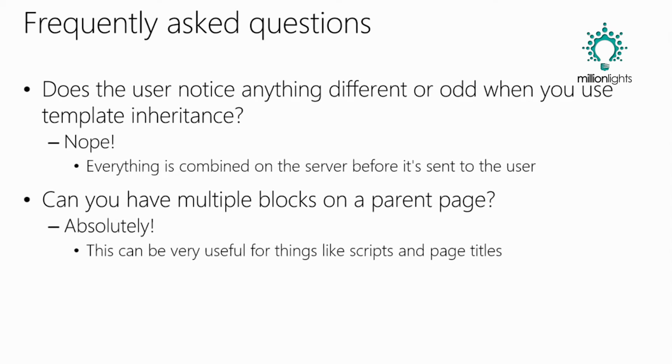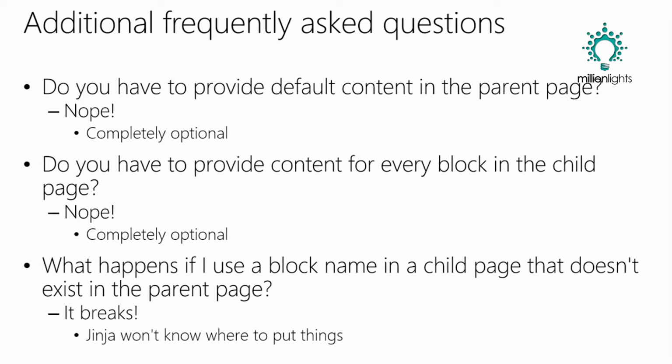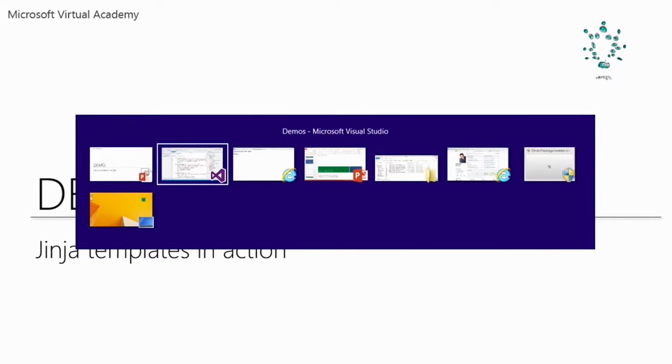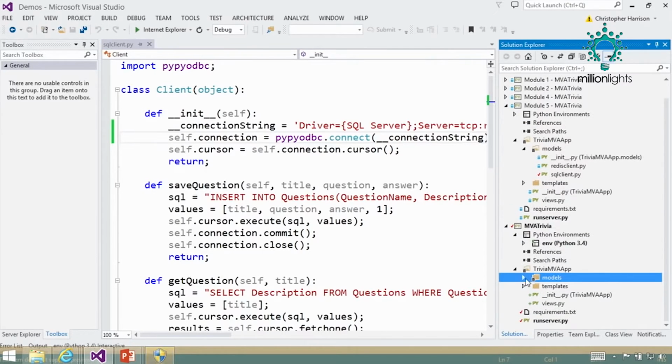There's our couple of frequently asked questions on how all of that comes together. The one last little thing is, let's say that I'm in a child and I mention a block name and that block name doesn't exist in the parent. What happens? It's going to break, because Jinja isn't going to know where to put any of that. Okay. So let's get in and let's see this in action. Absolutely, because this is one you really appreciate when you see it. But it is a fantastic way to design your web pages.